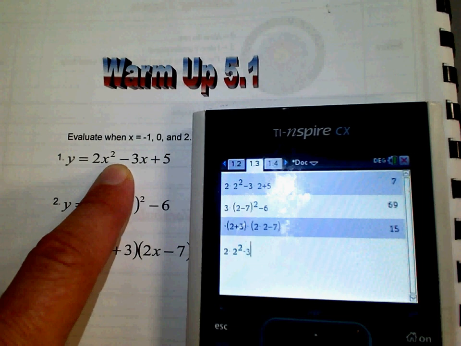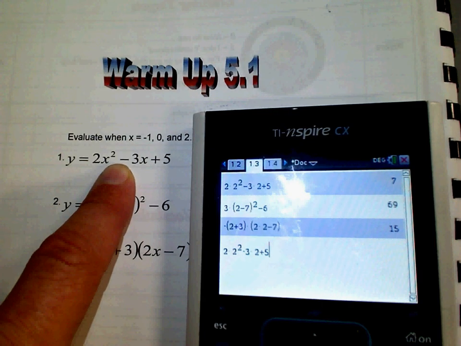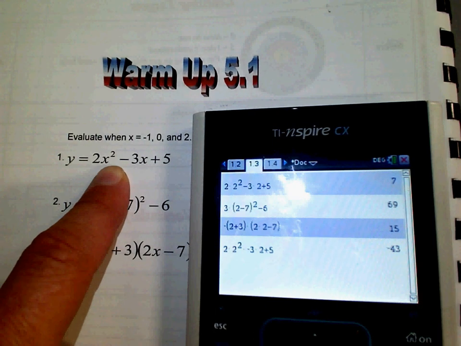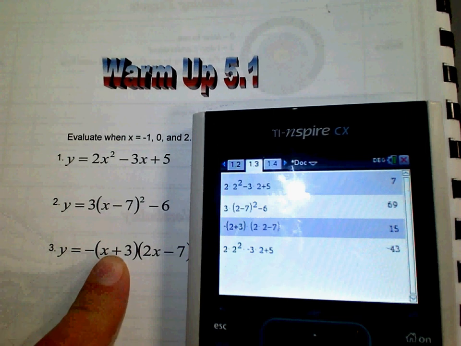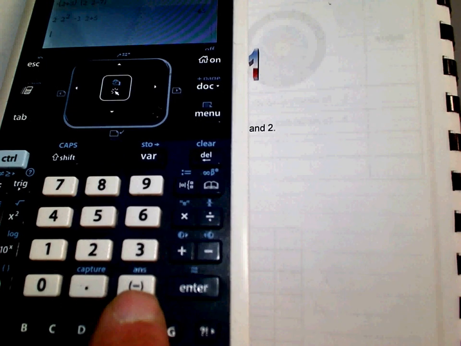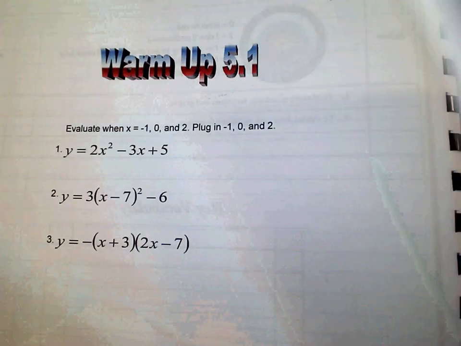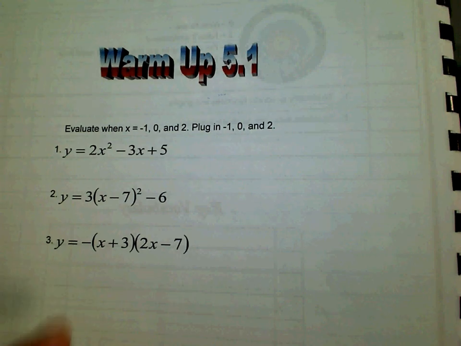Negative 3 times 2 plus 5. If you plug it in like that, where right there is a negative sign instead of a minus, guess what? You do get negative 43. So that is definitely one of the easiest mistakes to make when you're looking at a calculator. Do not use the negative sign as a subtraction sign, but use the subtraction sign where you plug it in. I've made that mistake before. Has anyone else ever made that mistake? It's an easy mistake to make.